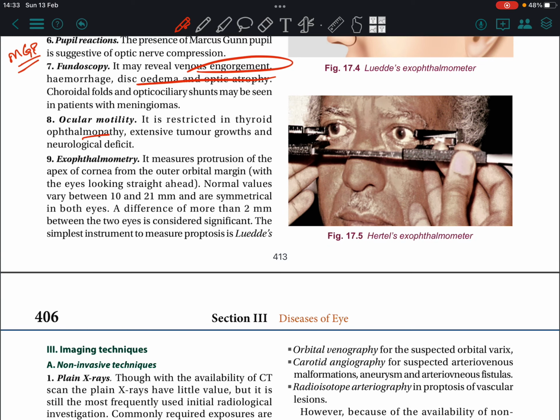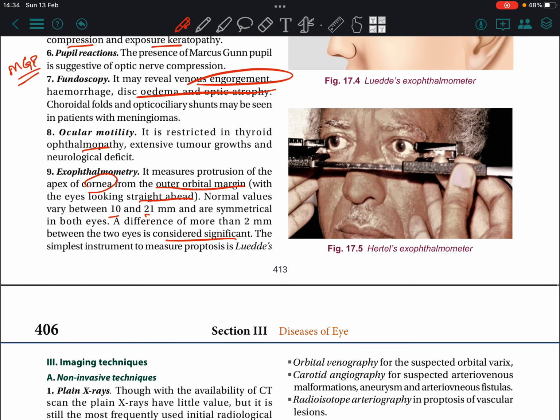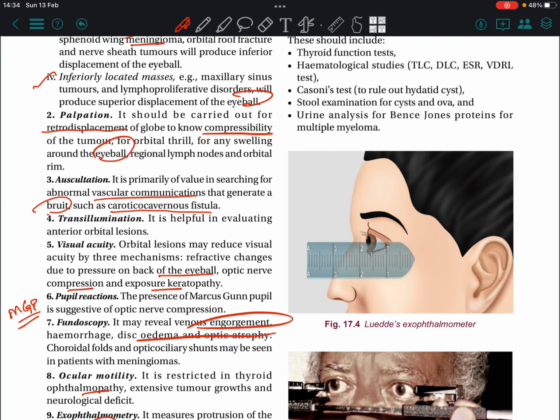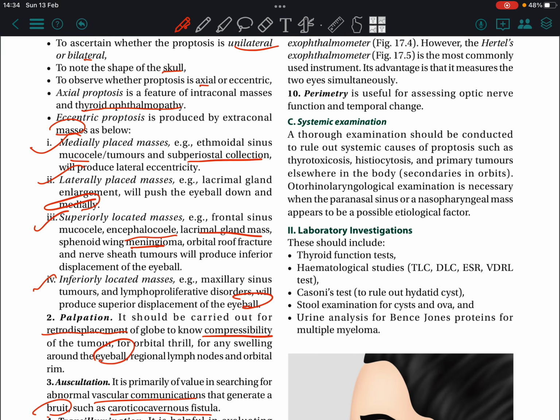There is exophthalmos. Exophthalmometry measures protrusion of apex of cornea from outer orbital margin with the eyes looking straight ahead. Normal values vary between 10 to 21 mm. Difference of more than 2 mm between two eyes is considered significant. The simplest instrument to measure proptosis is Luedde exophthalmometer. Hertel is also used. Hertel exophthalmometry. Perimetry is useful for assessing optic nerve function.